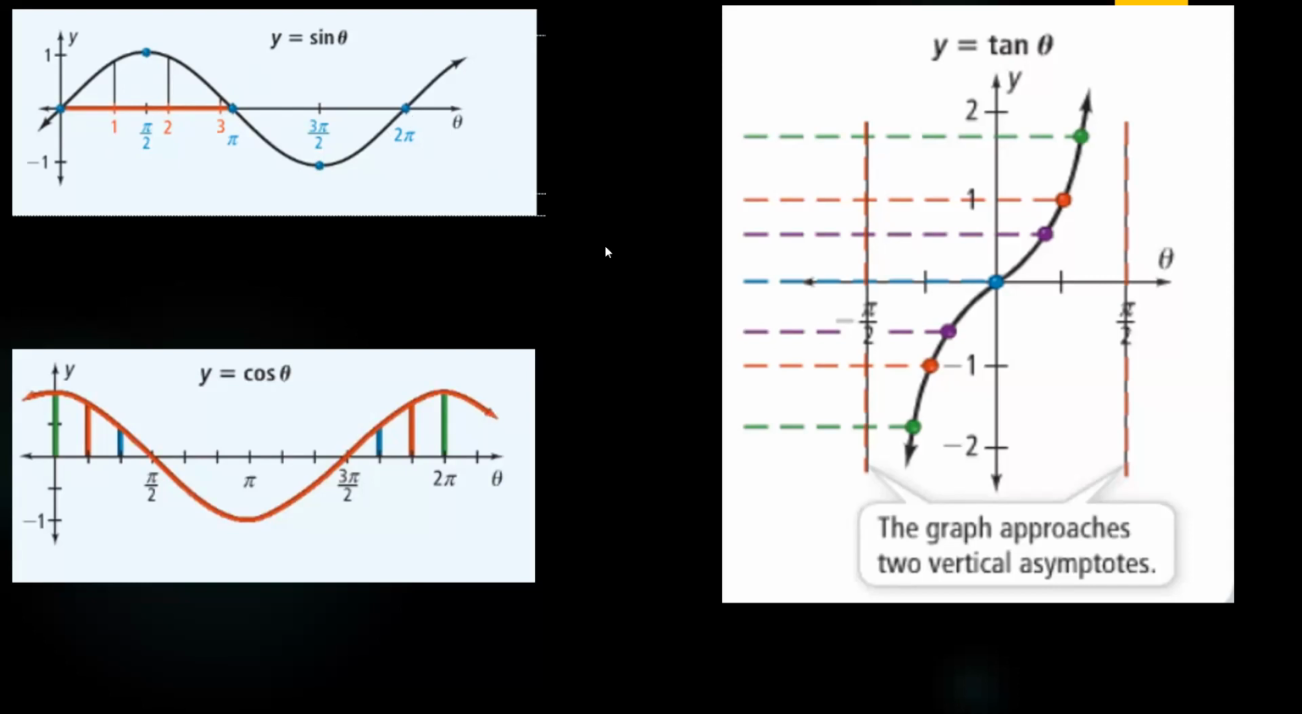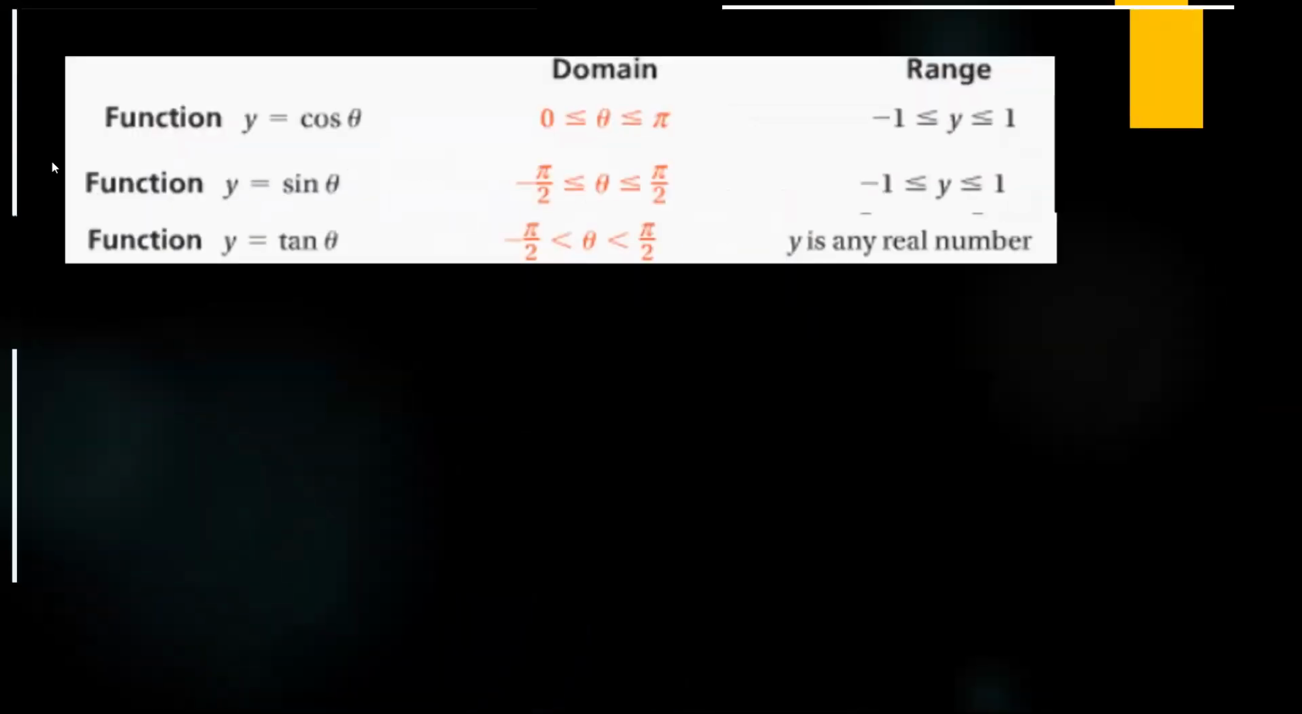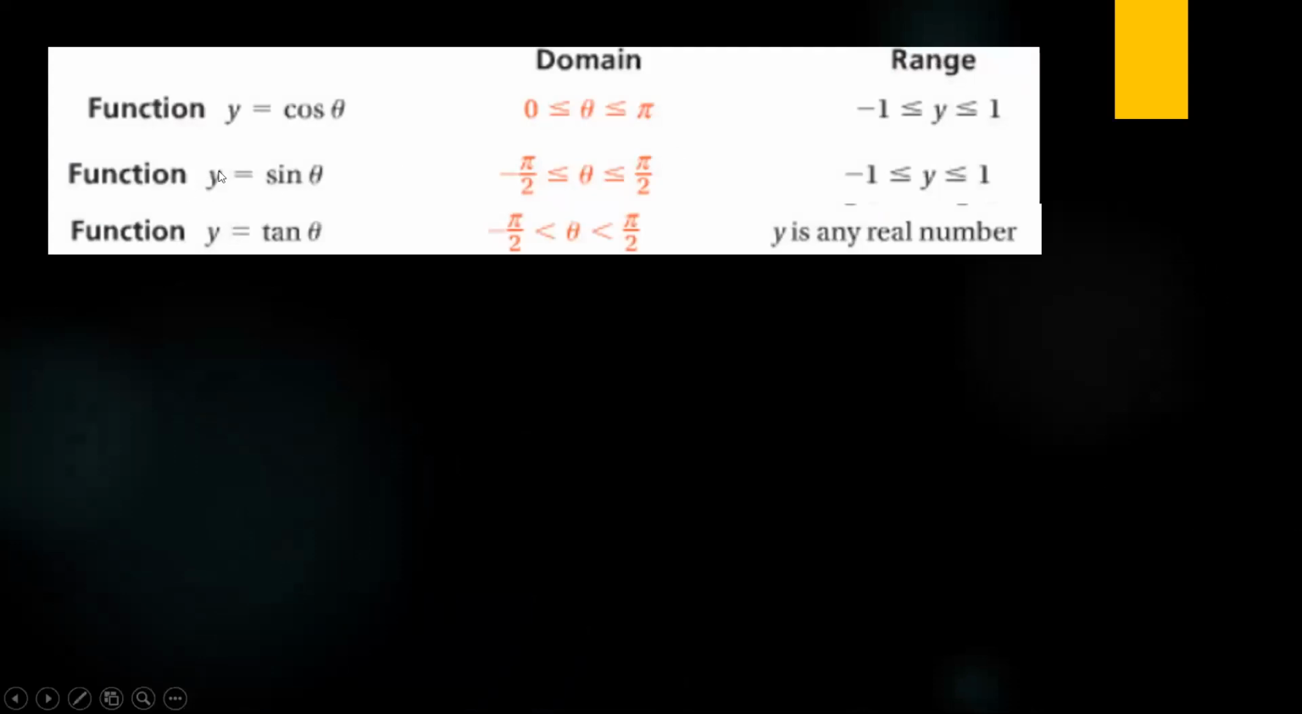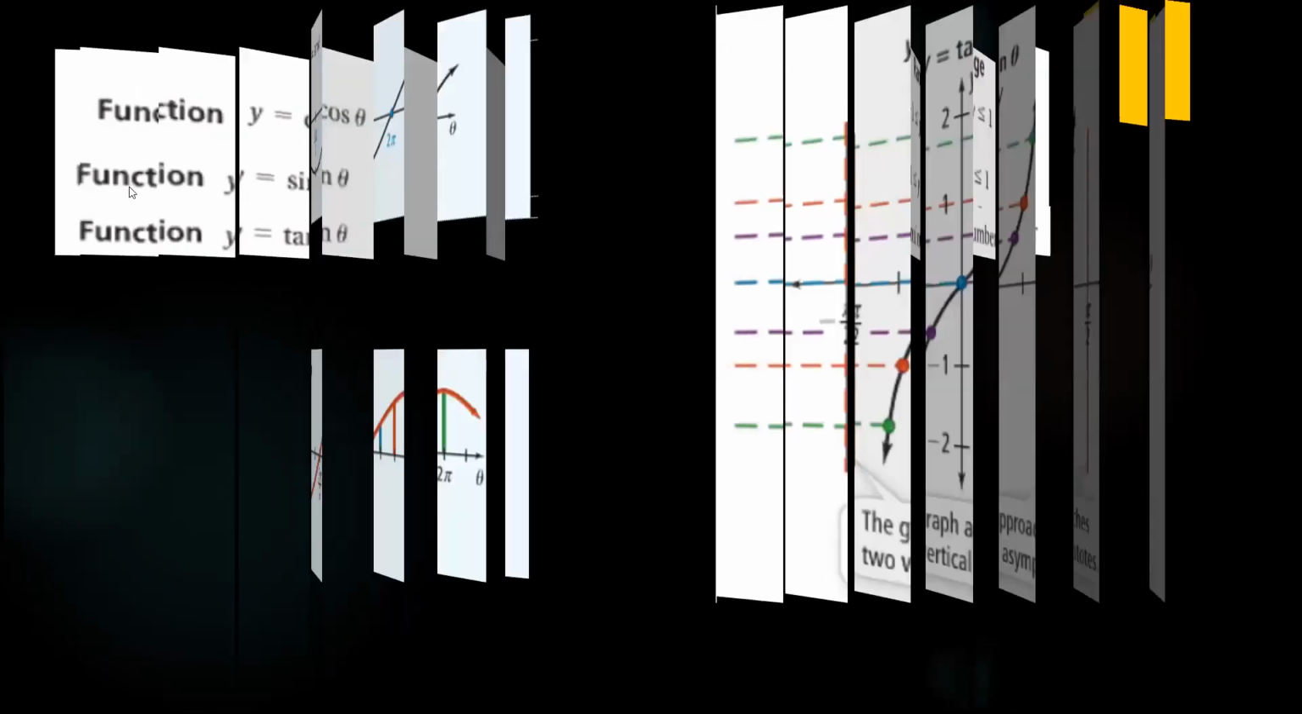Now let's talk about the domain and range. For the sine, the domain is from negative pi over 2 up to pi over 2, and you have an equal sign. That means the angle could be pi over 2. And the range is from negative 1 to 1. This is for the sine.